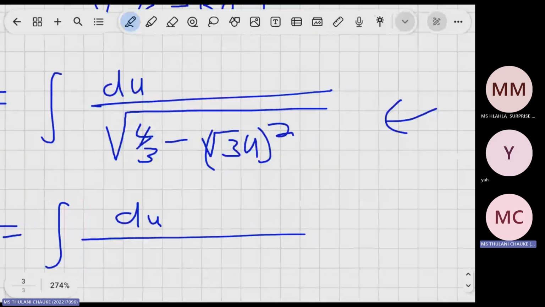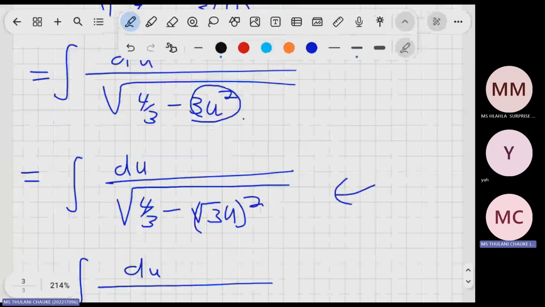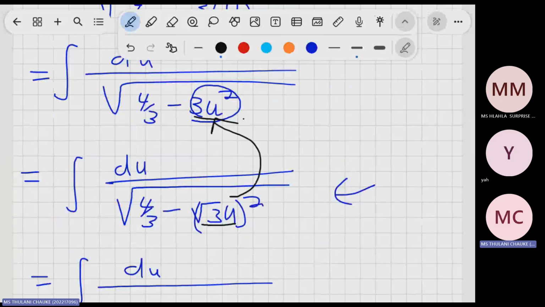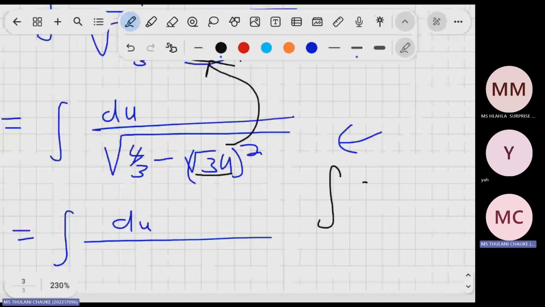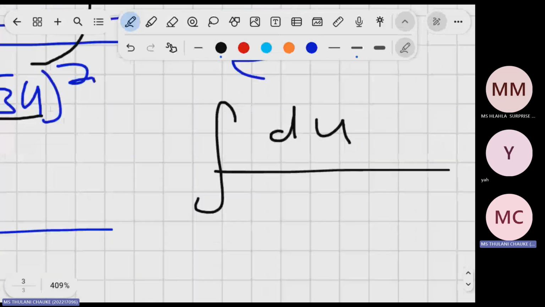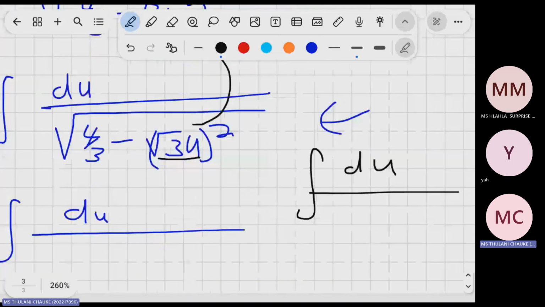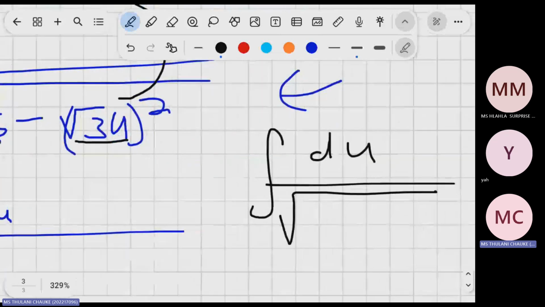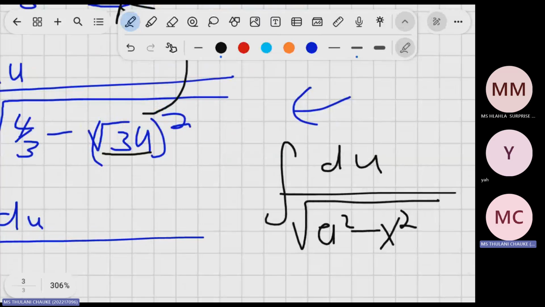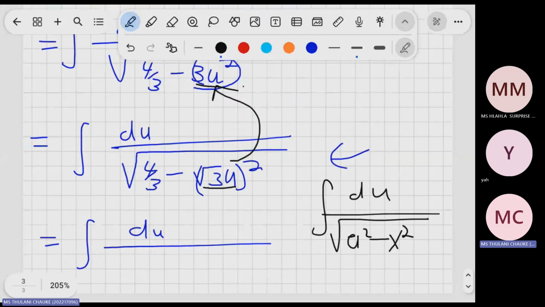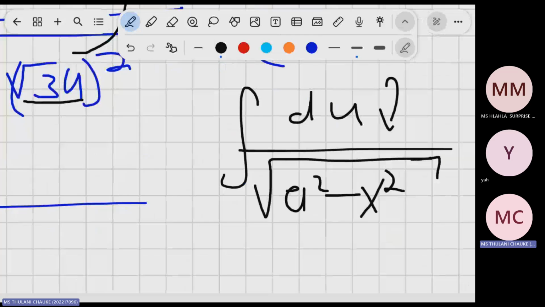So I was saying that we can change this one to be root 3 u, because you know that root 3 u will give us 3u squared. So why am I doing this? I'm trying to have something like du over the square root of x squared minus a squared du. Which trigonometric ratio will fit for this one?